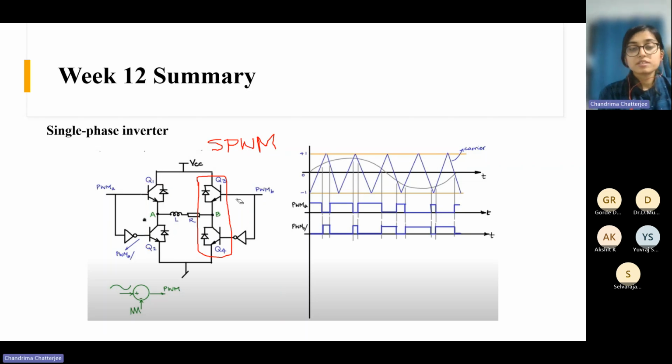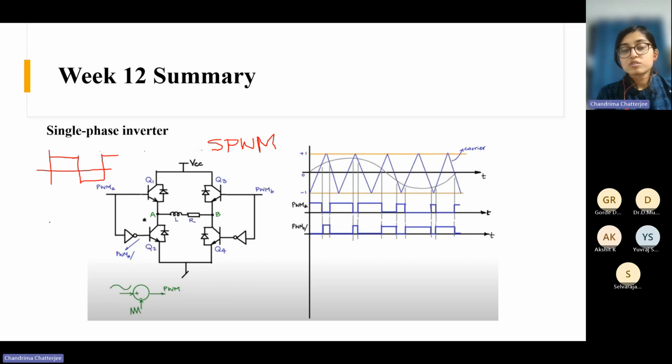How shall we operate this? It has not been discussed in the course, but there is also square wave modulation, a square wave like this. But the problem with square wave modulation is that you get a lot of low frequency harmonics. Due to that, the THD, total harmonic distortion, becomes very high, and filter design is also very difficult because of low frequency harmonics.